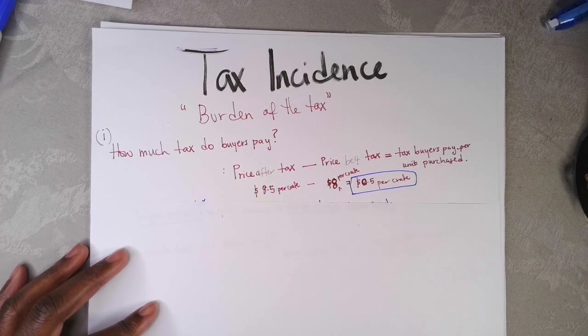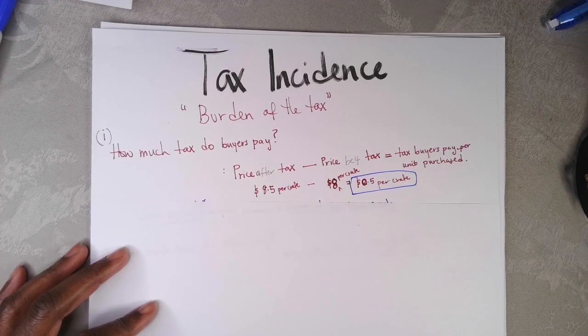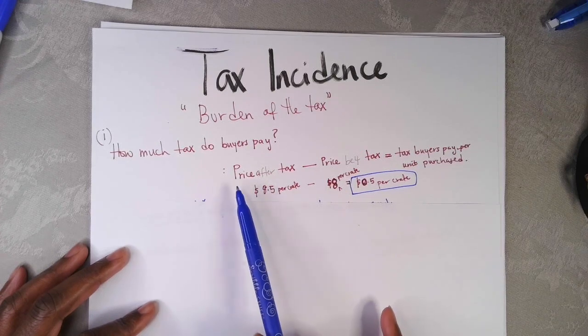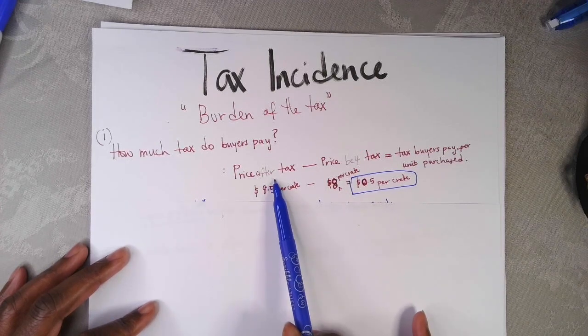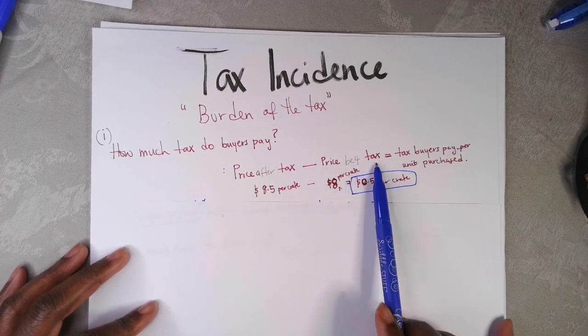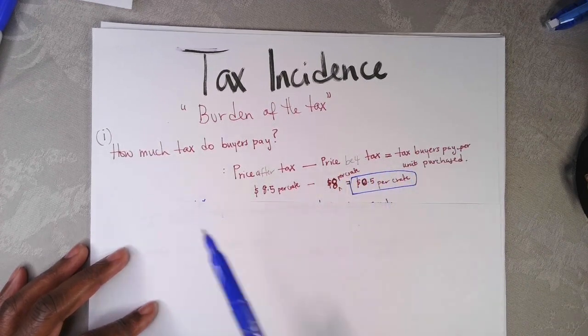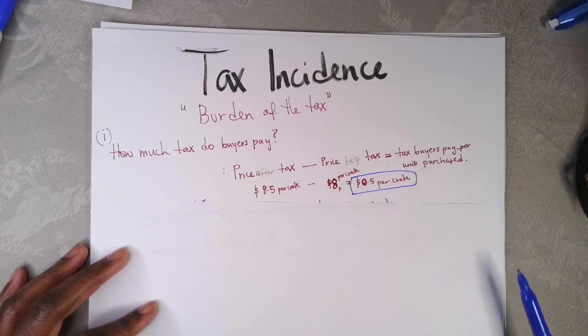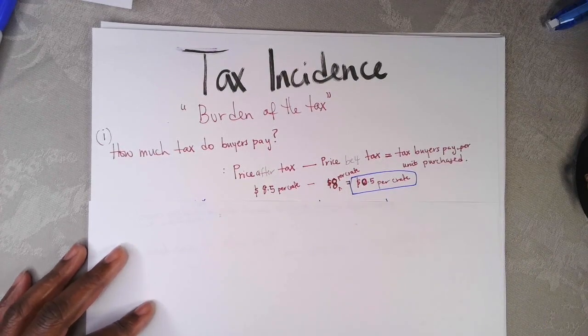Tax incidence. Who pays how much of the tax? In item 1, we consider how much tax the buyers pay. A nice way to get to that answer is to use this formula. You take the price after the tax and subtract from that the price before the tax for buyers to get the tax that buyers pay per units purchased.